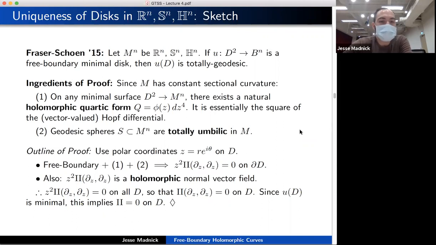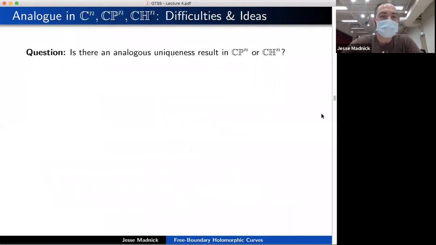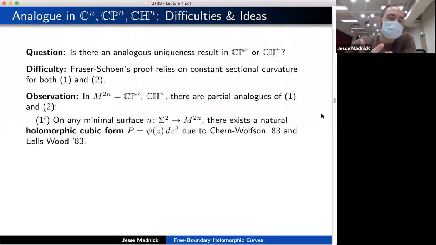Okay, so this is a complex geometric or holomorphic argument. It uses this holomorphic quartic form and the Hopf differential pretty seriously. Still, despite the fact that this is very dependent on the constant sectional curvature assumption, if you're an optimist, you might hope for some sort of analogous theorem, maybe in CP^n or CH^n. And right, the difficulty is that Feza and Chang's proof certainly uses the constant sectional curvature assumption pretty seriously. But there's an interesting observation you can make, which is that there are nevertheless certain partial analogs of 1 and 2. So here they are.